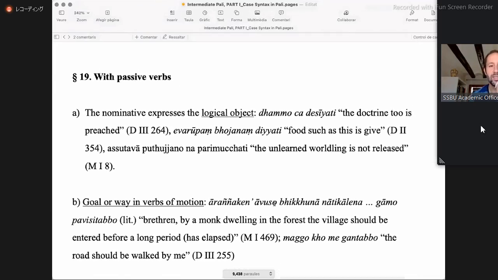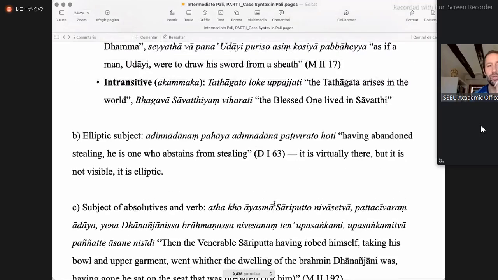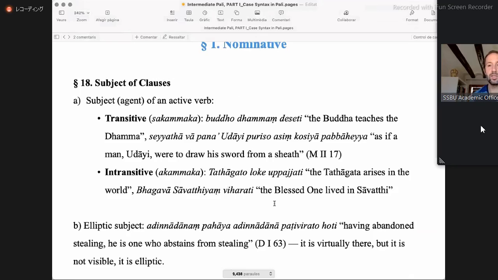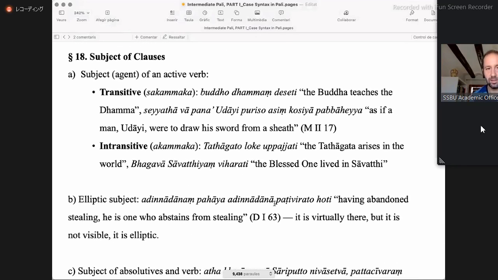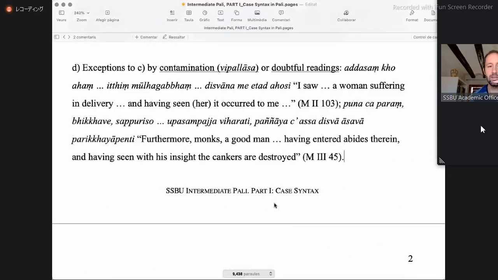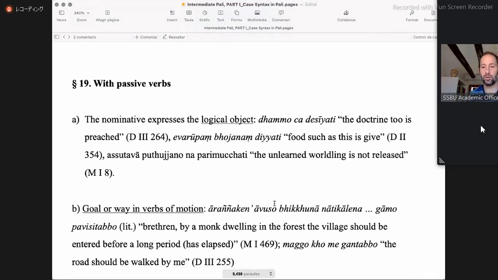So this is all the basic function of the nominative as the subject, the subject agent. Subject means it's the grammatical subject. It's also the logical subject of the sentence. Yeah, is it clear so far? Is it okay?